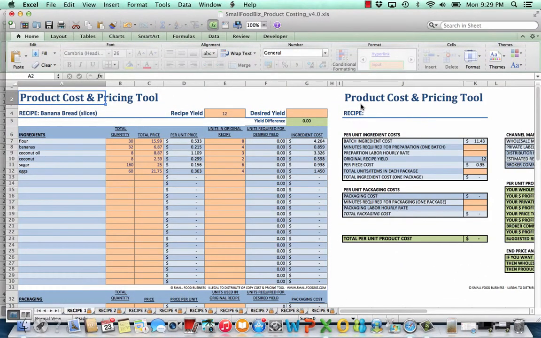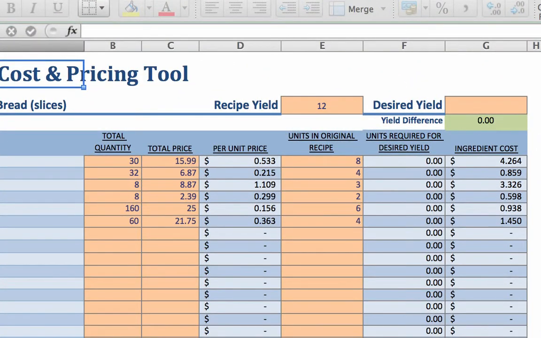If you have the food product cost and pricing tool, you can always use this spreadsheet to help you determine how much of your ingredients you're going to need by changing the desired yield cell. So for example, pretending this is our banana bread recipe, if I know that I'm actually going to need 24 slices of banana bread, I just put that in there, and then I'm going to see my units required for desired yield number to change. From there, I can check my ingredient inventory and make sure that I have enough ingredients to make the quantity that I desire.